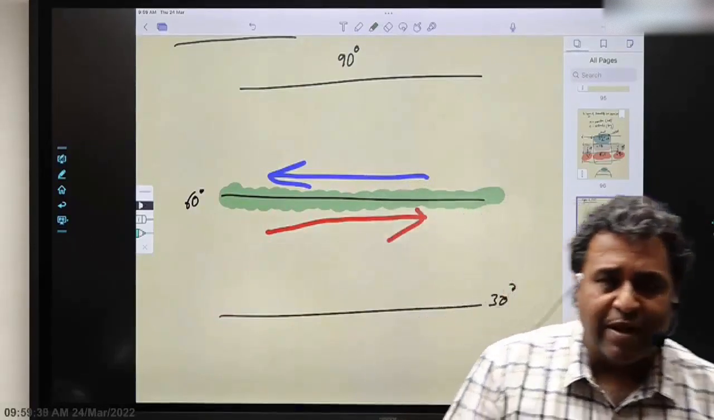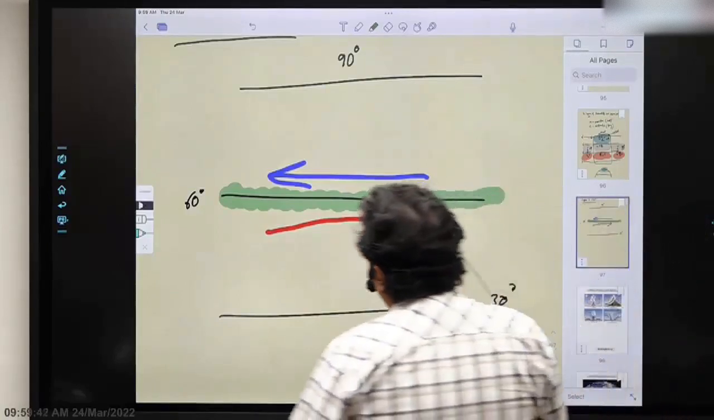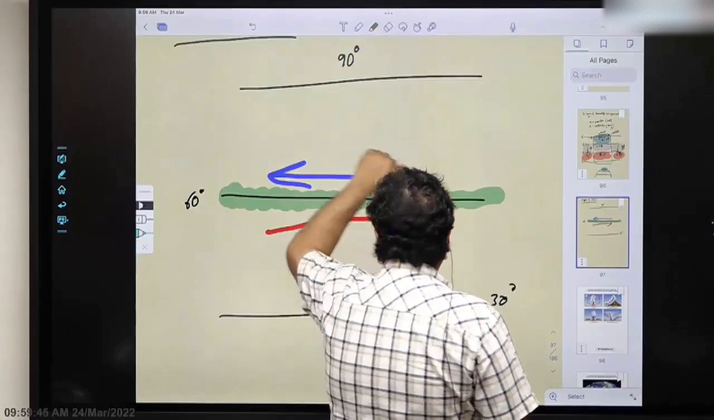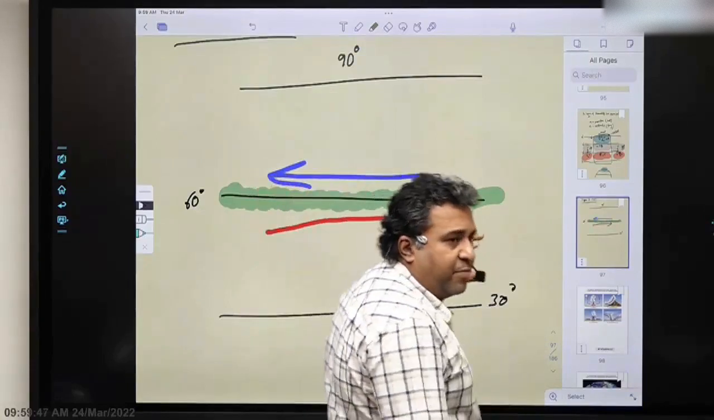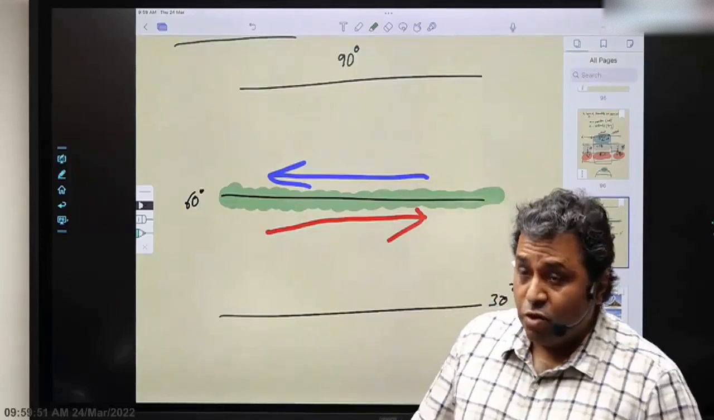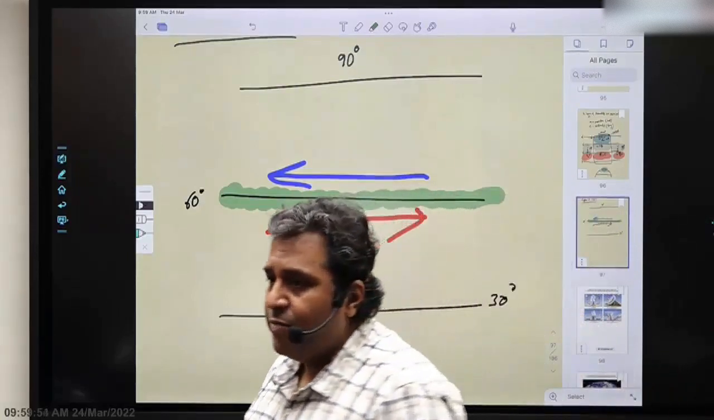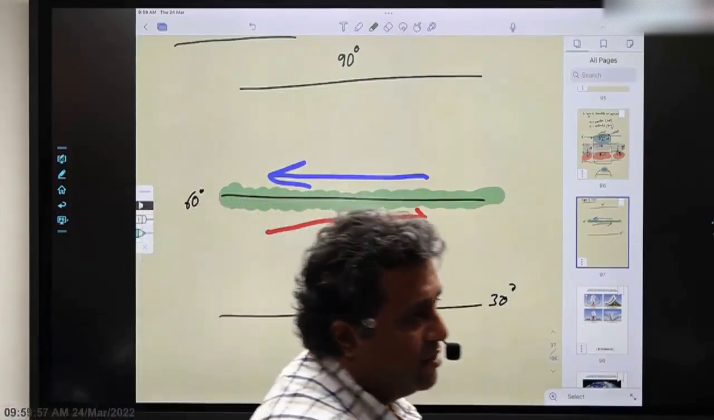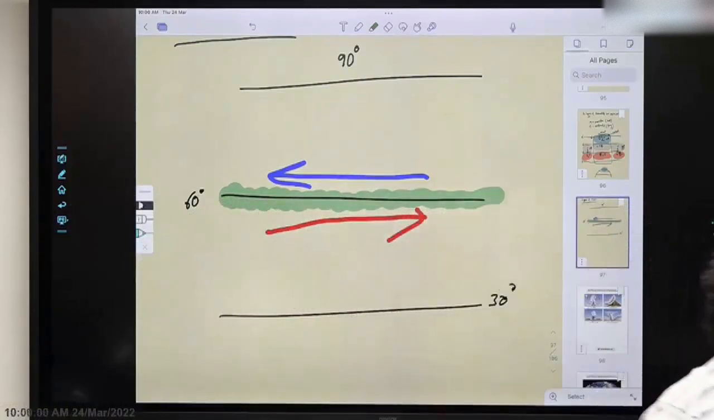If they are moving parallel, are they trying to push into each other? Is this westerly pushing this way? Is the easterly pushing? Will the front be pushed in any direction? If it is not being pushed in any direction, will it move or will it remain stationary? Hence we should call it a stationary front. That's the first type of front.